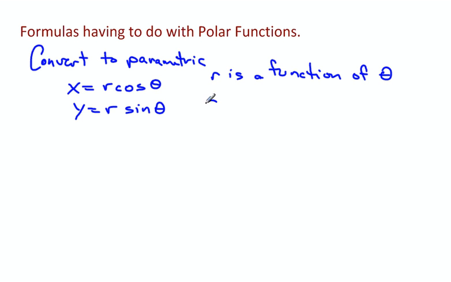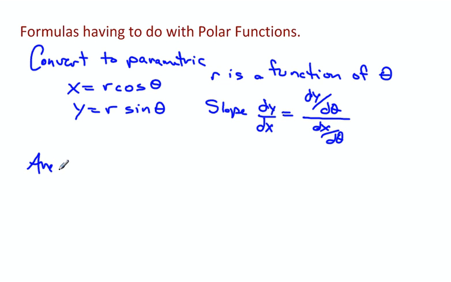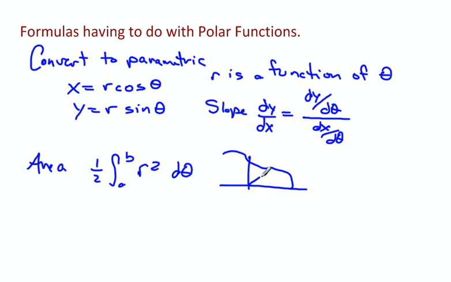Once again, we can find our slope, dy dx of the graph by taking the ratio of dy d theta over dx d theta. We should know that the area is 1/2 the integral from a to b of r squared d theta. And when we're looking at area, we should have a really good understanding that the area is not made up of a bunch of rectangles, but a bunch of sectors. So make sure you're clear on what we're looking at there.